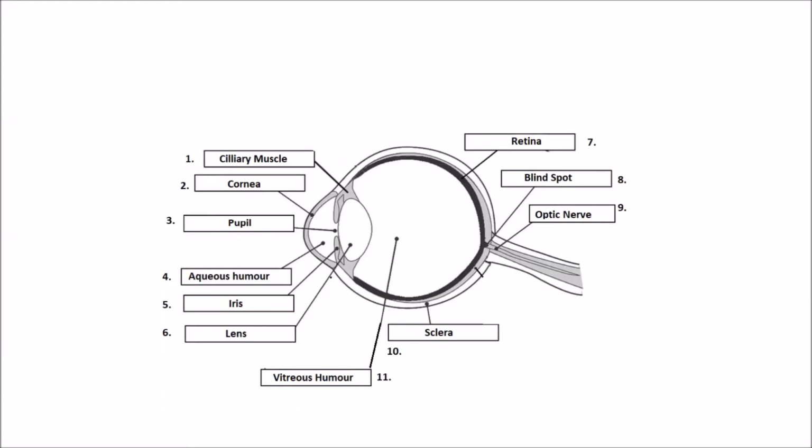Okay, we also have the choroid. The choroid is not labeled here, but that's the middle part of the eye. So this right here, the same gray middle part between the sclera and the retina, this middle part here, this is the choroid. It's not labeled, but it's important for you guys to know that.